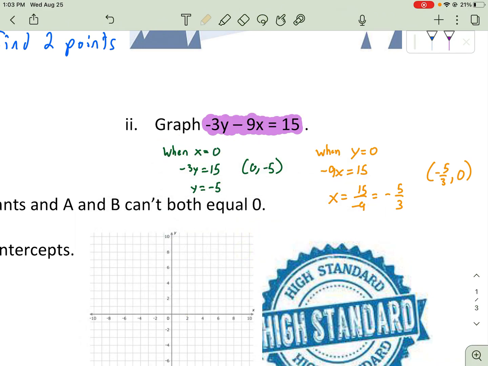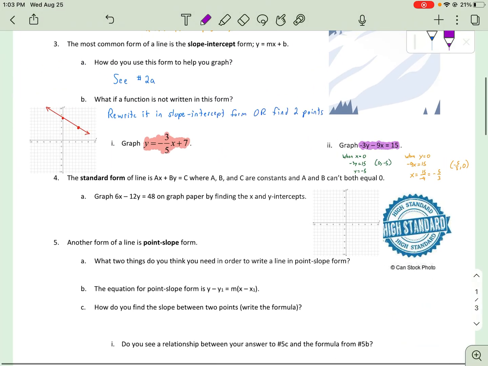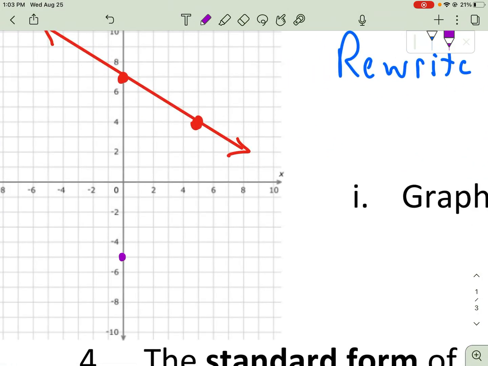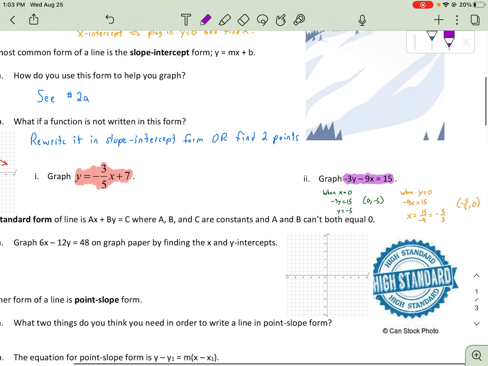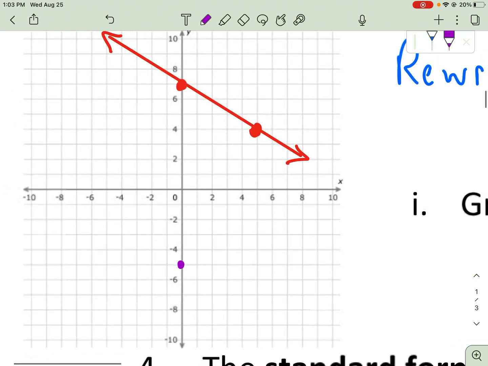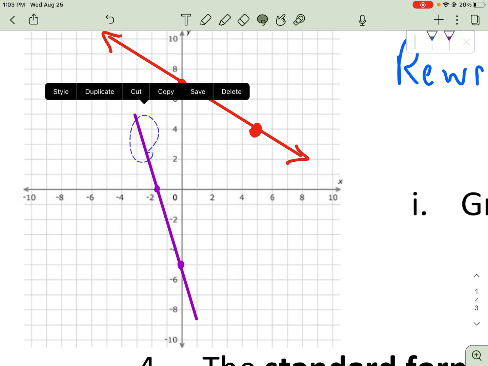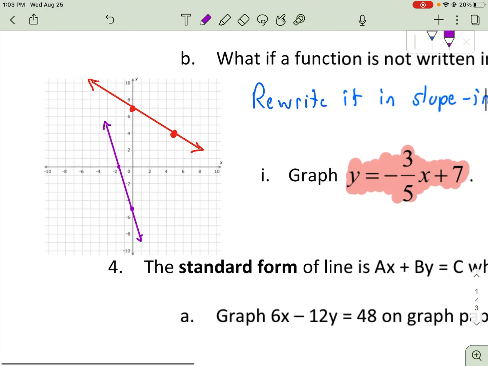Okay, so let's come over here and graph this now in purple using 0, negative 5, which is right here, and the point negative 5/3, 0. So negative 5/3 is 1 2/3, so it would be about right here, and then 0. And so that graph looks something like this. And there you have it.